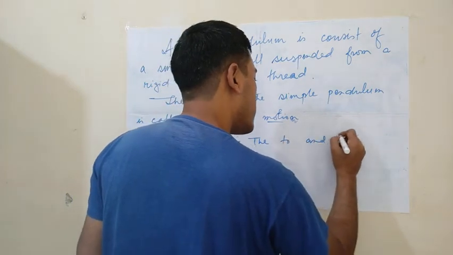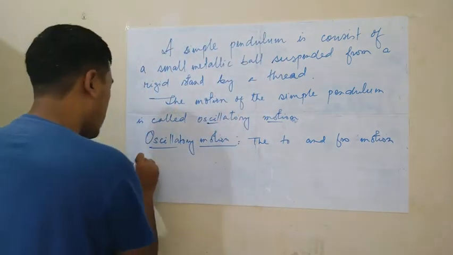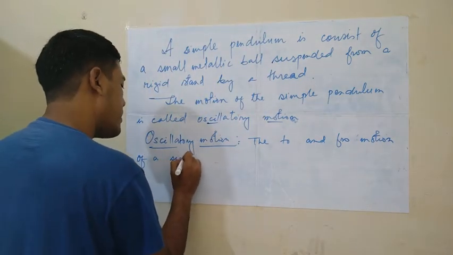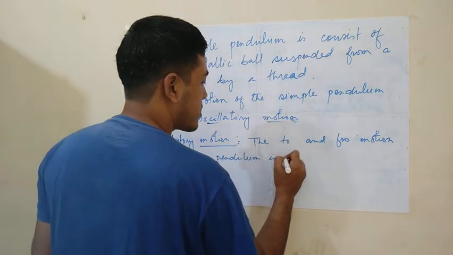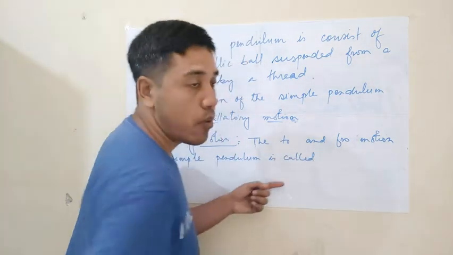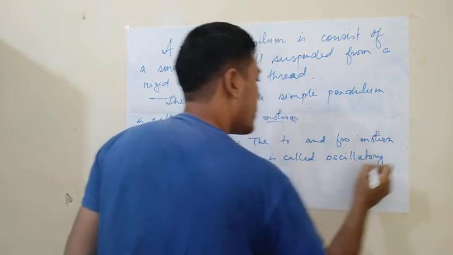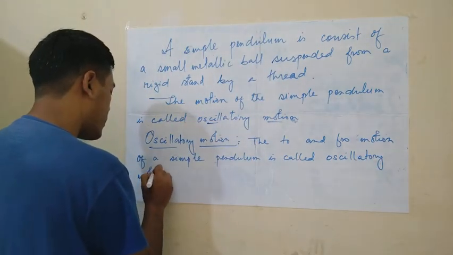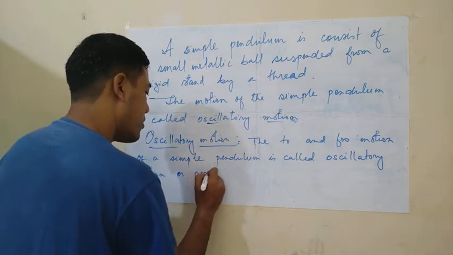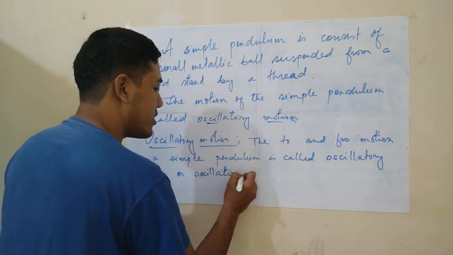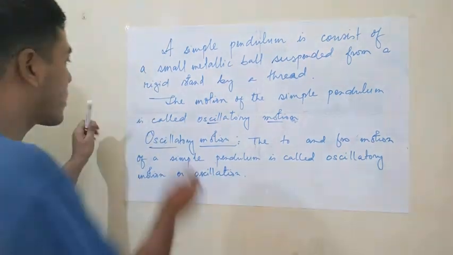The to and fro motion of a simple pendulum is called oscillatory motion or oscillation. I will explain this oscillatory motion in a diagram. This part is finished now.